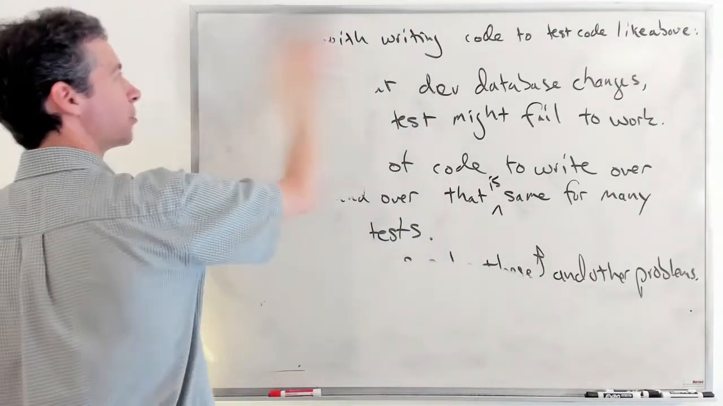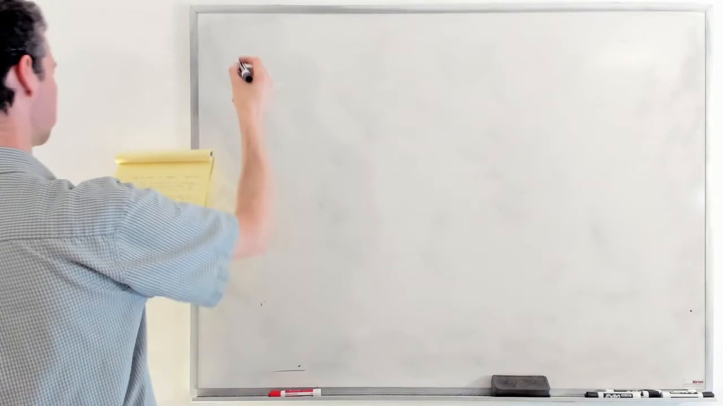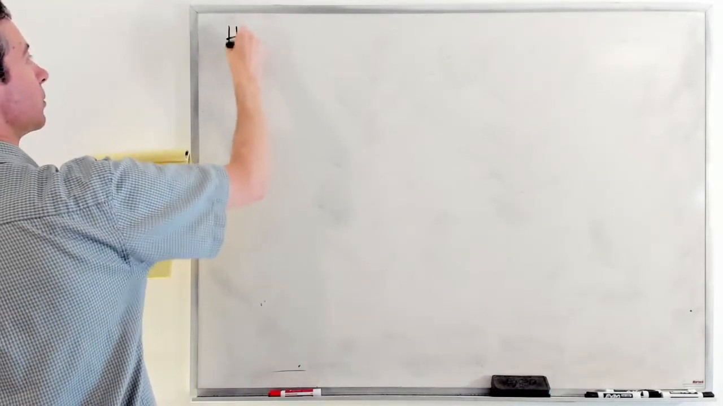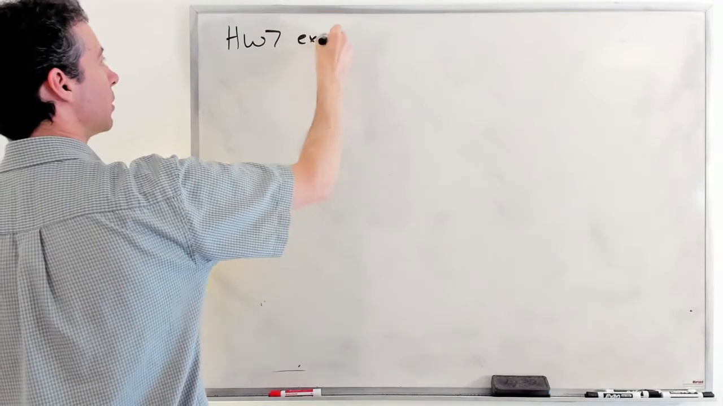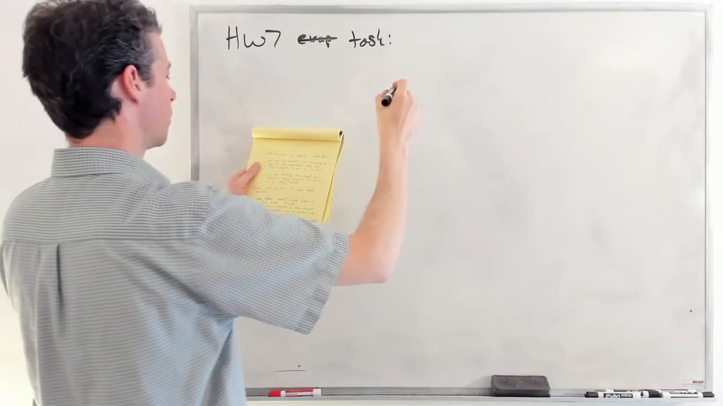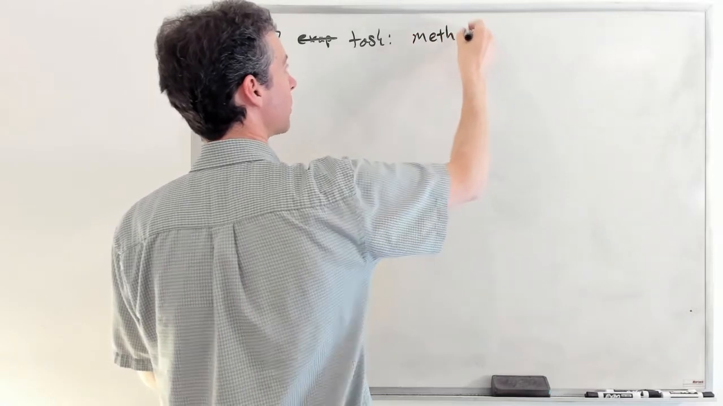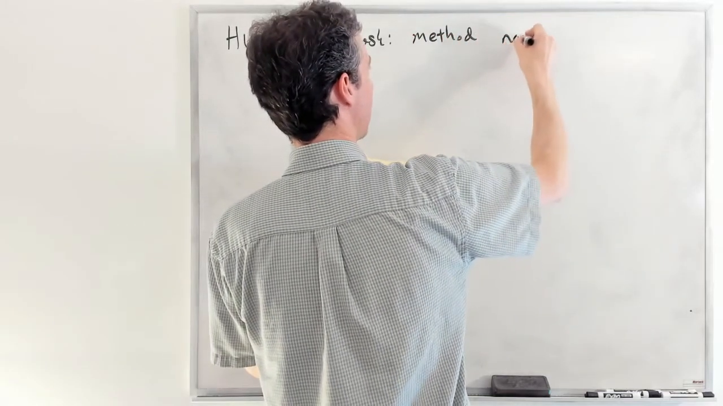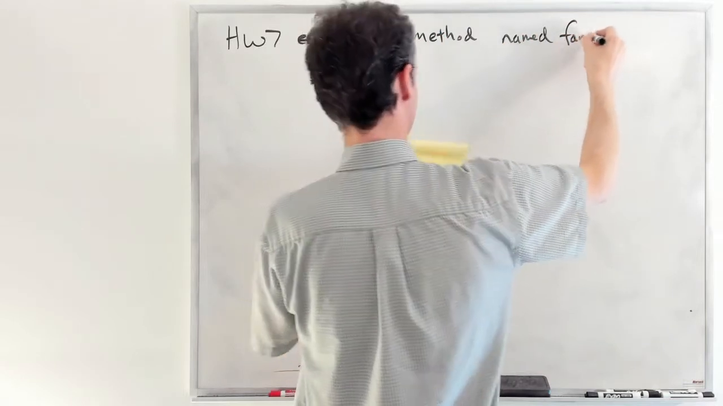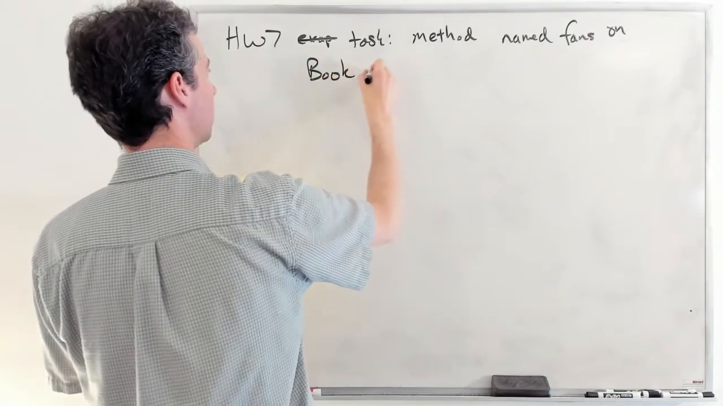Let's talk about another example from homework 7, because I want to go back to this mindset of how do we test? How do we think about the test itself? All right, so there's a homework 7 example again, or we'll just call it the task. We had this task, which was to write a method named fans on the book model as well.